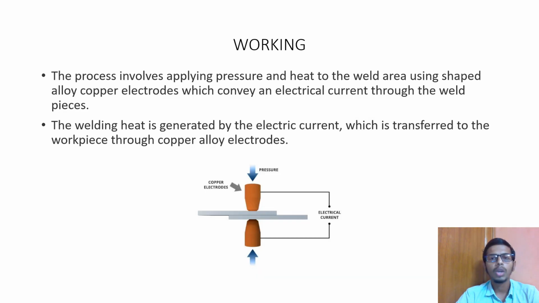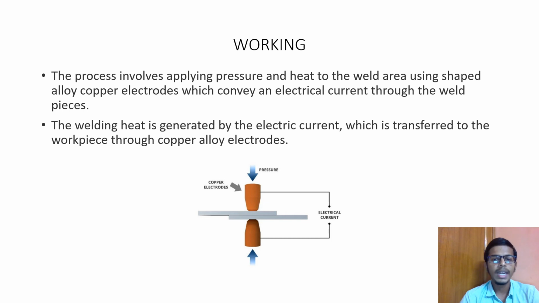Now let's look into the working of this machine. The process involves applying pressure and heat to the weld area using shaped alloy electrodes which convey an electrical current through the weld pieces. The material melts, thereby fusing the parts together, and the current is turned off. Pressure from the electrode is maintained and the molten nugget solidifies to form the joint.